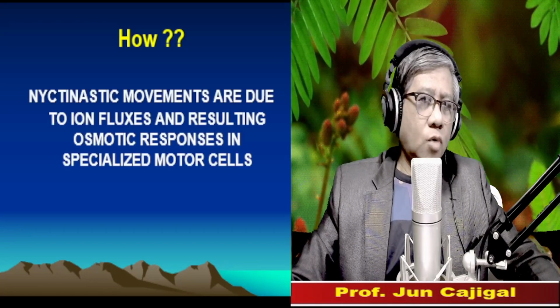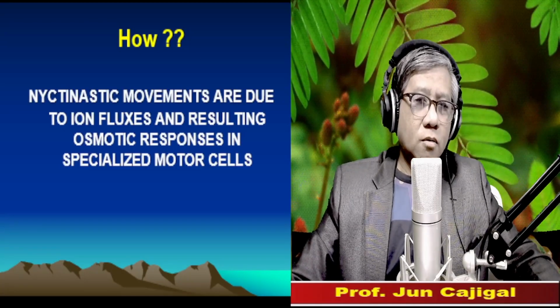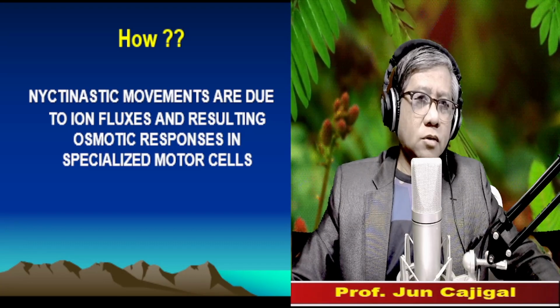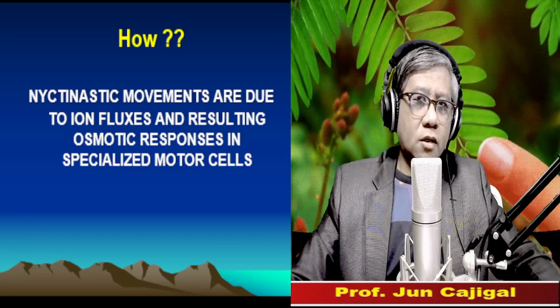You will notice in this time-lapse photo that during daytime, the leaves assume a horizontal or open position. But at night, you will observe that the leaves are in a vertical or closed position. Now, how is this possible anyway? Nyctinastic movements like this are due to ion fluxes and resulting osmotic responses in specialized motor cells.